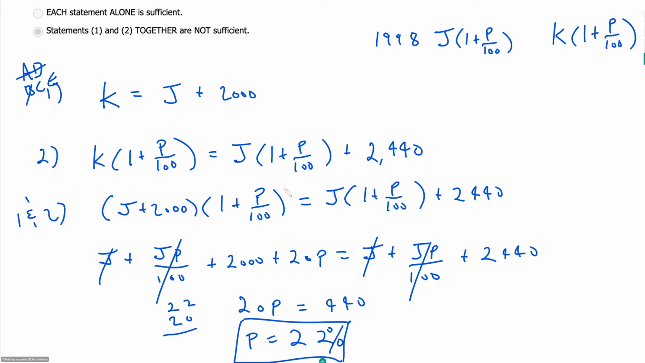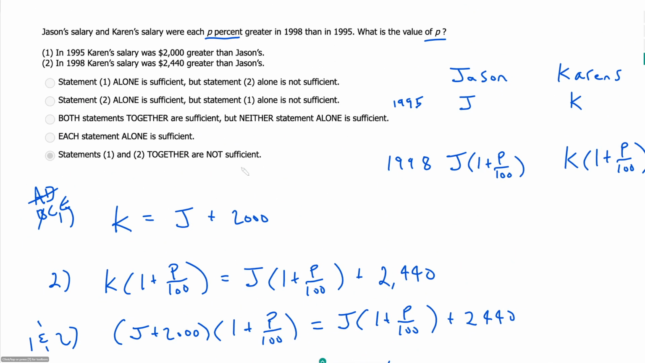Together, they end up being sufficient. C.